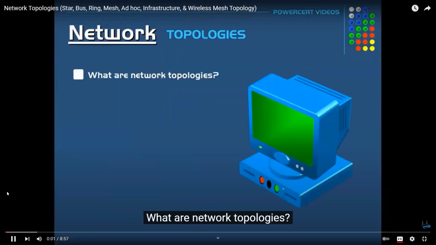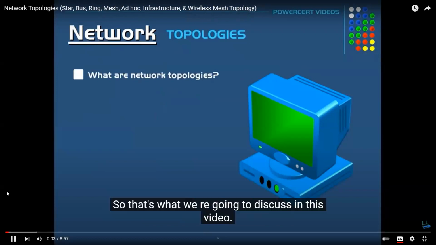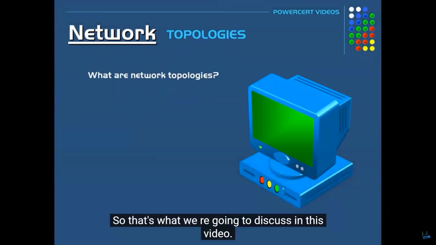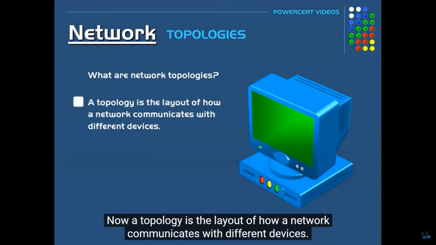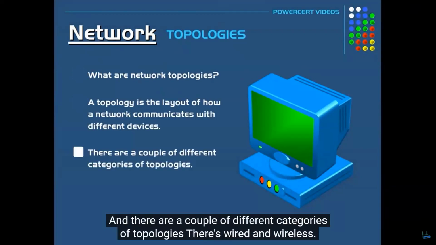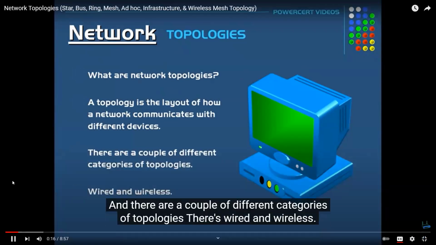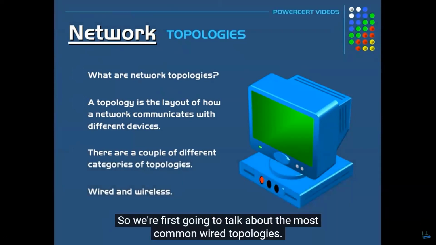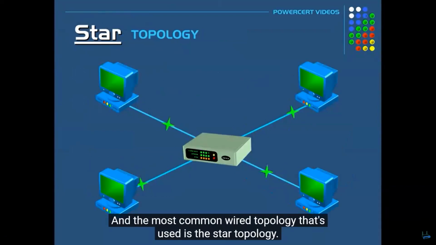What are network topologies? So that's what we're going to talk about in this video. Now, a topology is the layout of how a network communicates with different devices. And there are a couple of different categories of topologies. There's wired and wireless. So we're first going to talk about the most common wired topologies. And the most common wired topology that's used is the star topology.